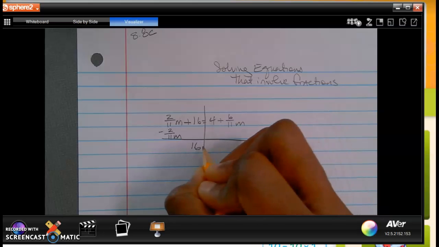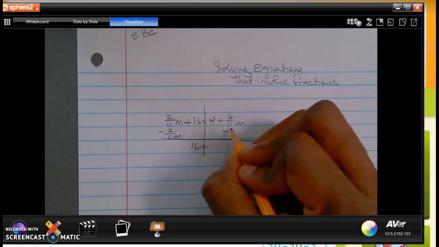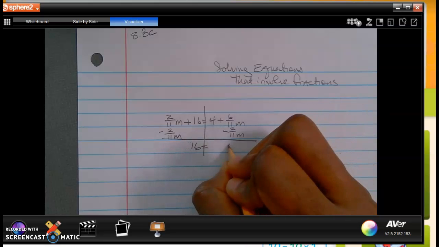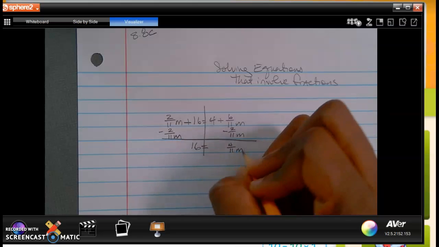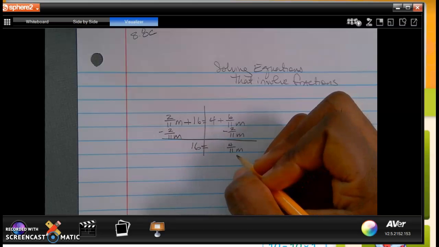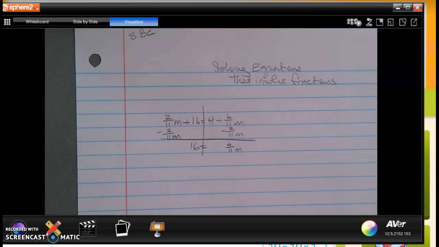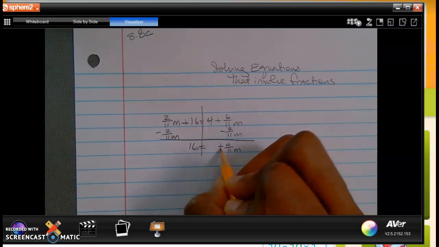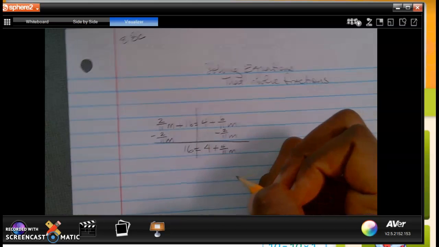I'm going to bring 16 down here. I'm going to also subtract 2/11 m from that side. This is going to give me 4/11 m. Okay, when I have 4/11 m, it's going to have a positive coefficient. We want to keep that positive coefficient because we want to make sure that we have something that's a little bit easier to work with. Okay, so at this point, 4/11 m, and we can't forget our 4 here that we're going to bring down.